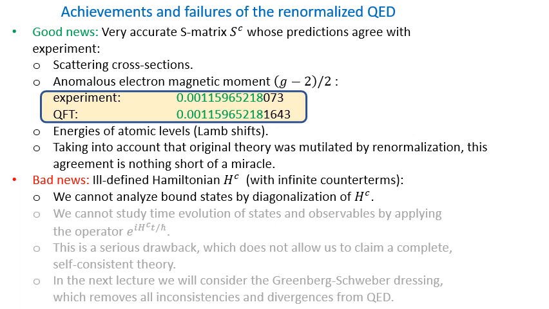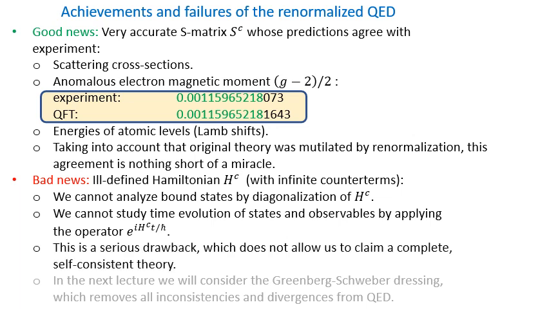However, the absence of a well-defined Hamiltonian does not allow us to use diagonalization to obtain wave functions of bound states. Also, we cannot construct the time evolution operator to study time dependence of states and observables at finite intervals. In my opinion, these are very serious drawbacks. They mean that the renormalized QED is not a complete and self-consistent theory.